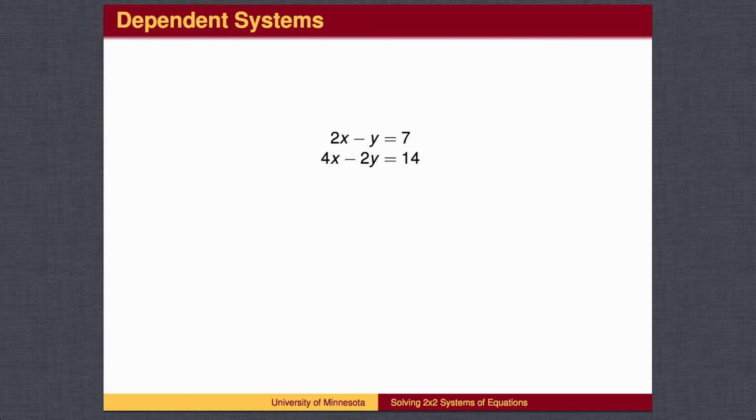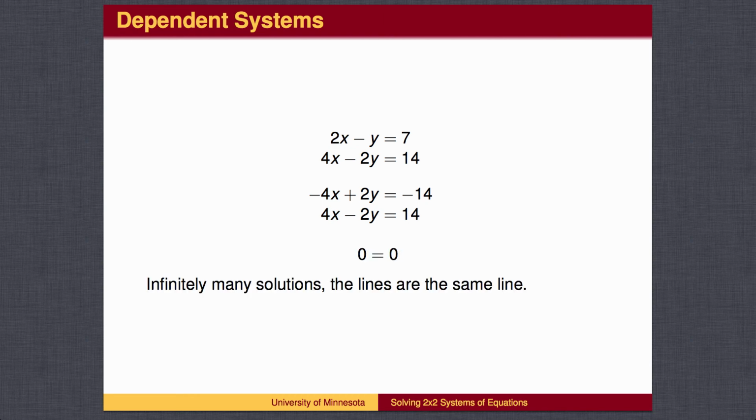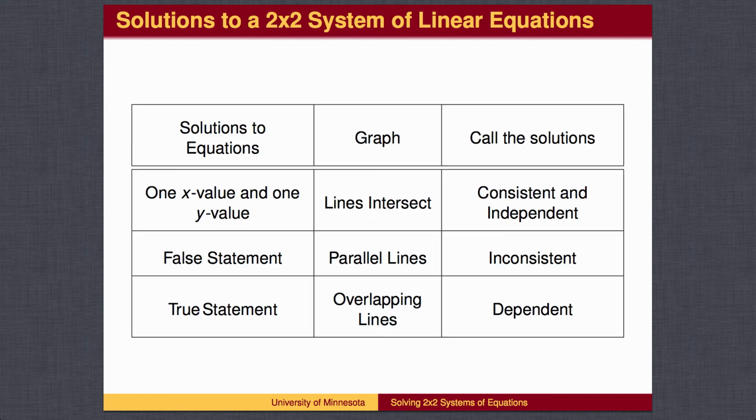In this example, when we multiply the top line by negative 2 and add the equations together, we get the true statement 0 equals 0. The reason this happened is that the two equations represented the same line, so that every point (x, y) on the line is a solution. There are an infinite number of points that solve this equation. We call this system of equations dependent.